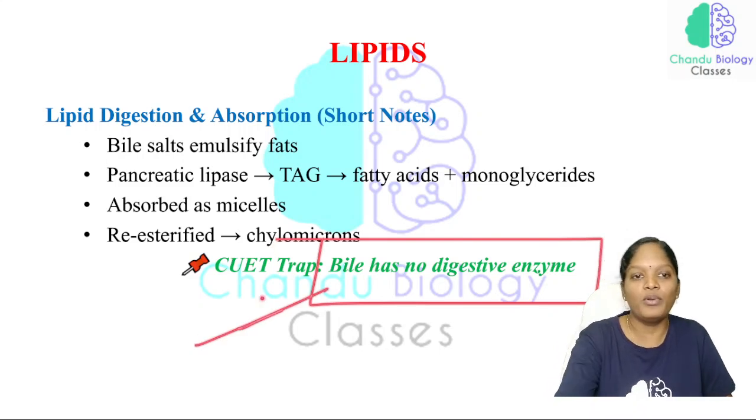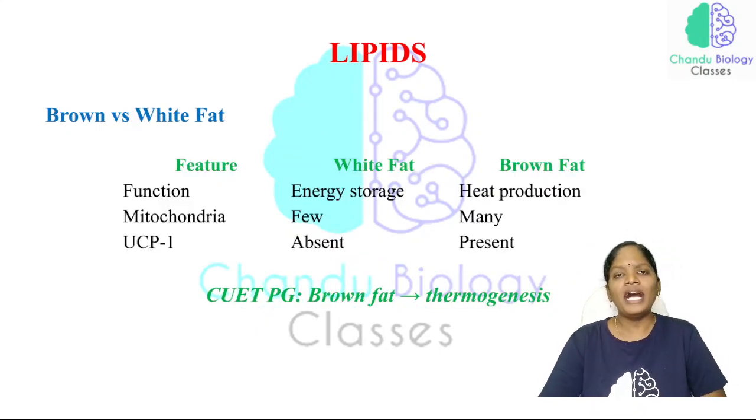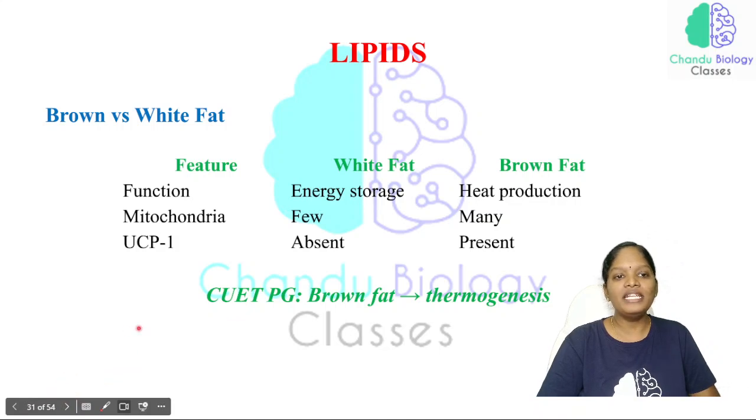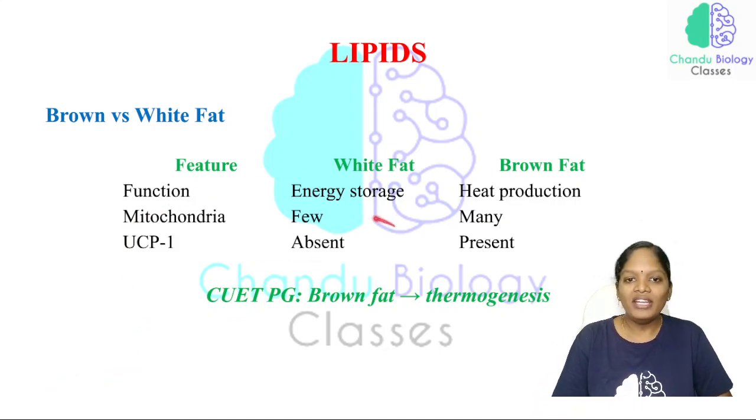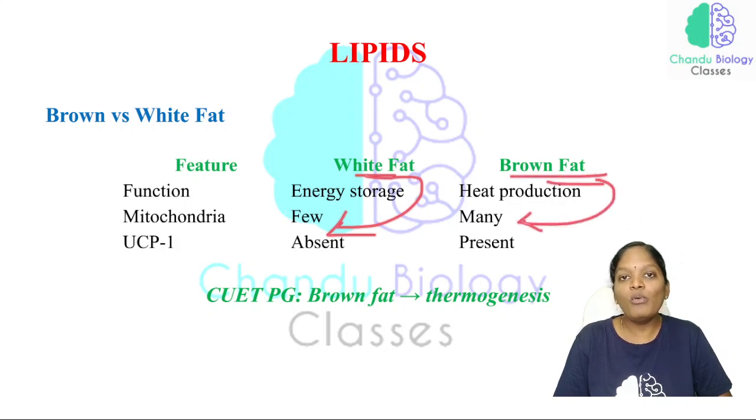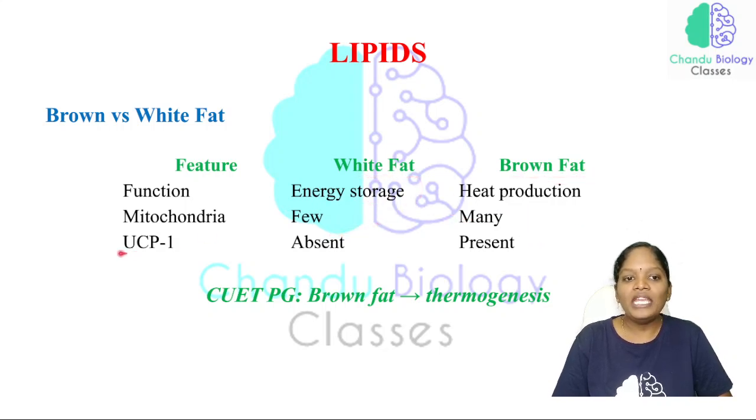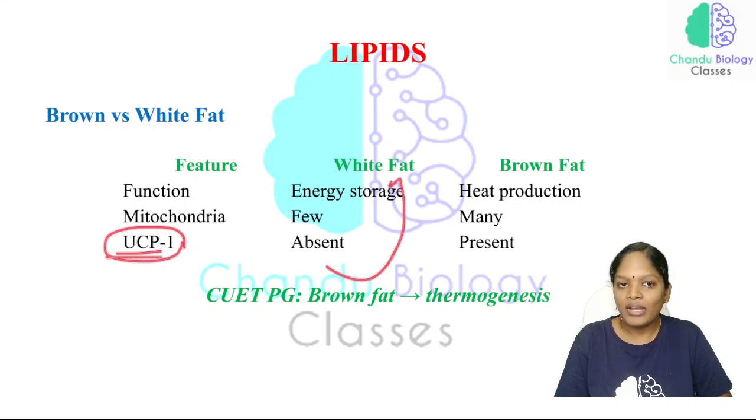So this is very important here. Now, another important thing will be the difference between the white fat and the brown fat. The white fat is involved in energy storage, and the brown fat is involved in the production of heat. The mitochondria in the white fat are very few, but in the brown fat there will be more mitochondria within it. And UCP1 is absent in the white fat and it will be present in the brown fat.